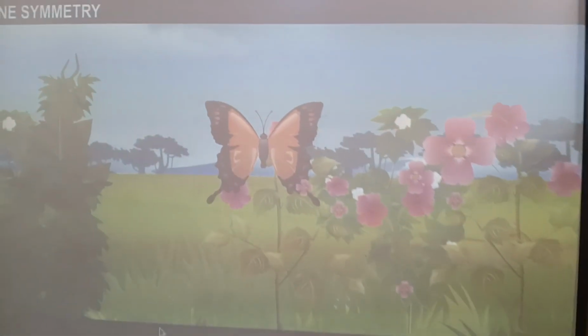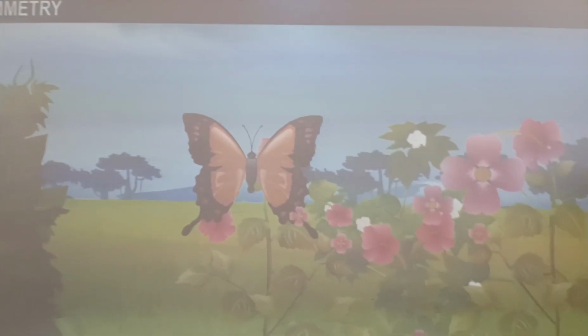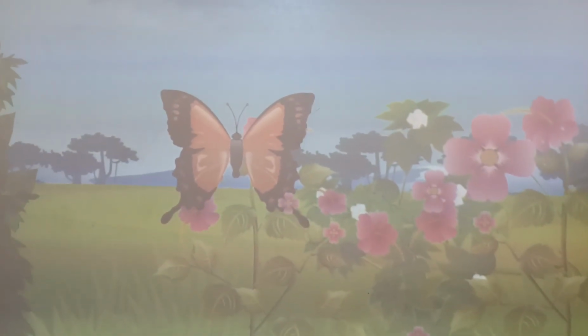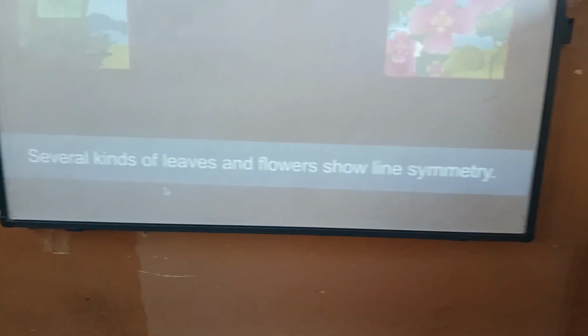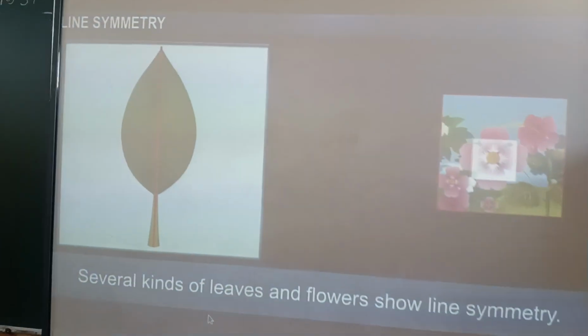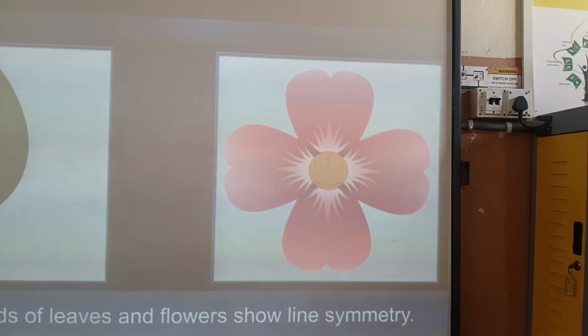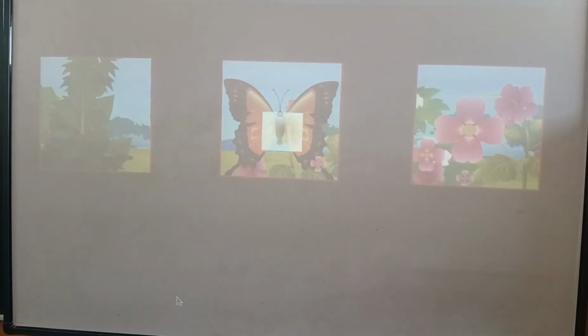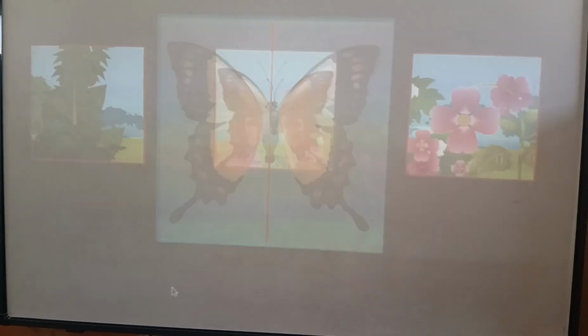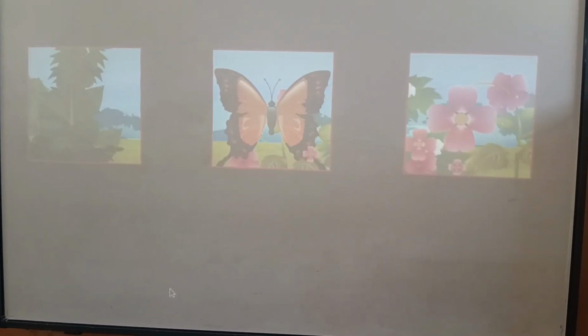You can find several examples of line symmetry in nature. Many leaves and flowers show line symmetry. Even a butterfly shows line symmetry. It is the property of symmetry that makes them beautiful.